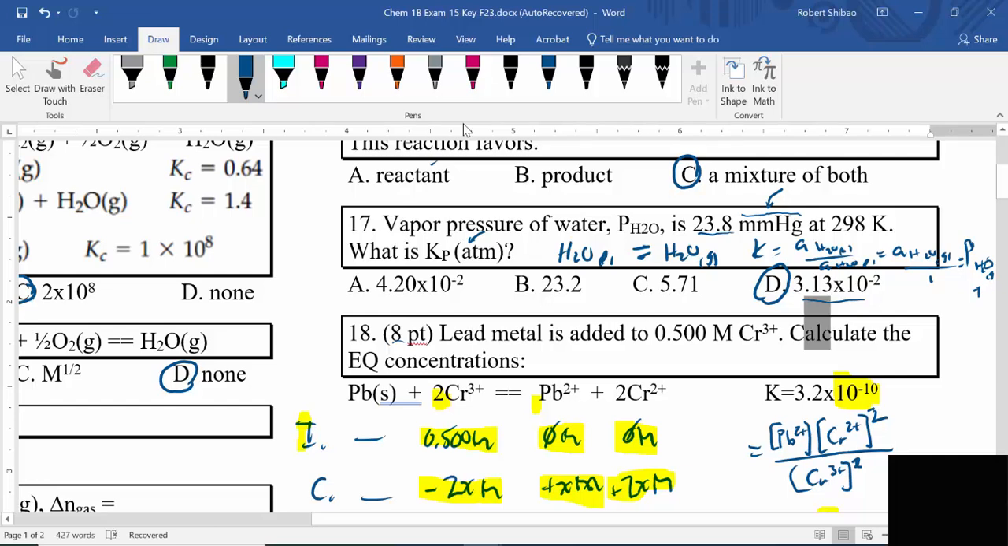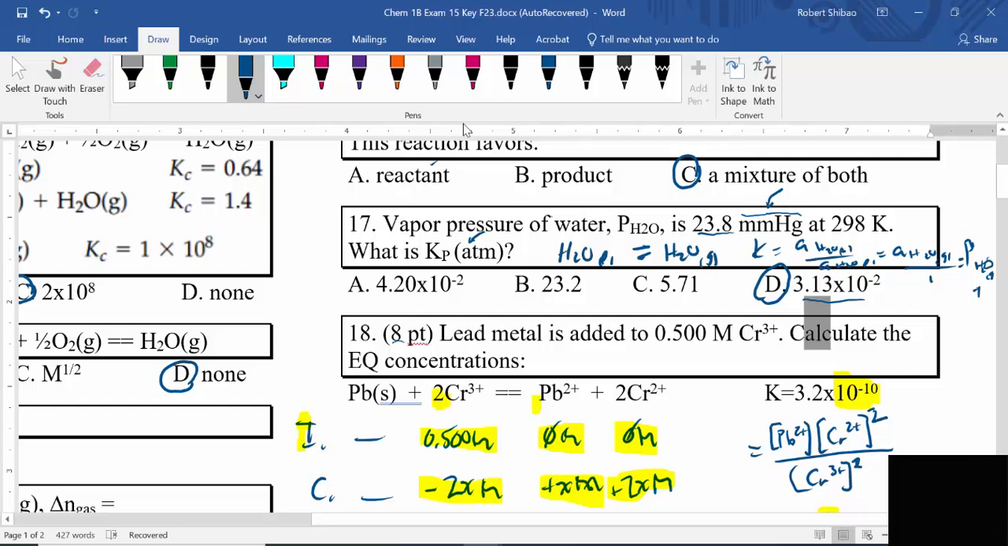And so this one, we have lead metal is added to 0.500 molar chromium-3. Calculate the equilibrium concentrations. So initially I have some lead, so I just have to add lead present. But lead is a pure solid. Pure solids and pure liquids we ignore in the ICE table because the activities don't change in the ICE table. And so that's why I drew a line through here. We have to have it there, because if we don't have any, then the chromium-3 has nothing to react with. So there's got to be at least a stoichiometric amount of lead or an excess amount of lead present.